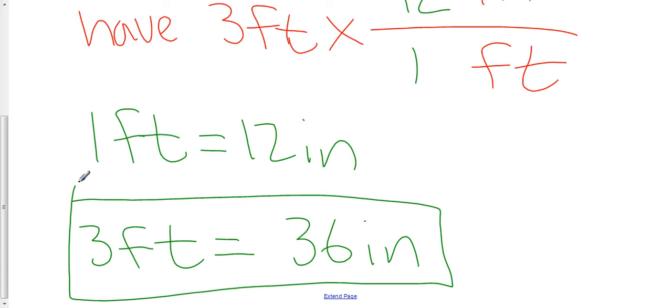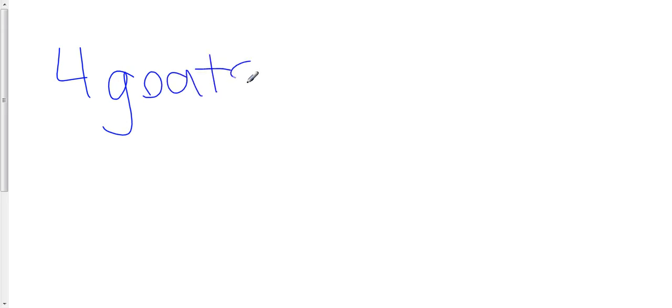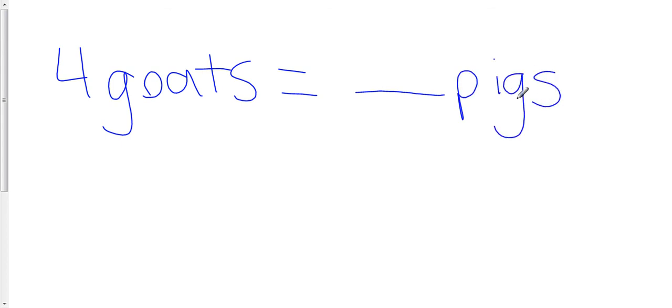So I did an example with metric. I did an example with imperial units of length. But really, you can do this with anything. Let's say that I happen to have 4 goats. And I want to know, well, how many pigs is that worth? Maybe it's the olden days when we traded goats for pigs. I don't know. But all I need to do is multiply this by a rate of conversion.